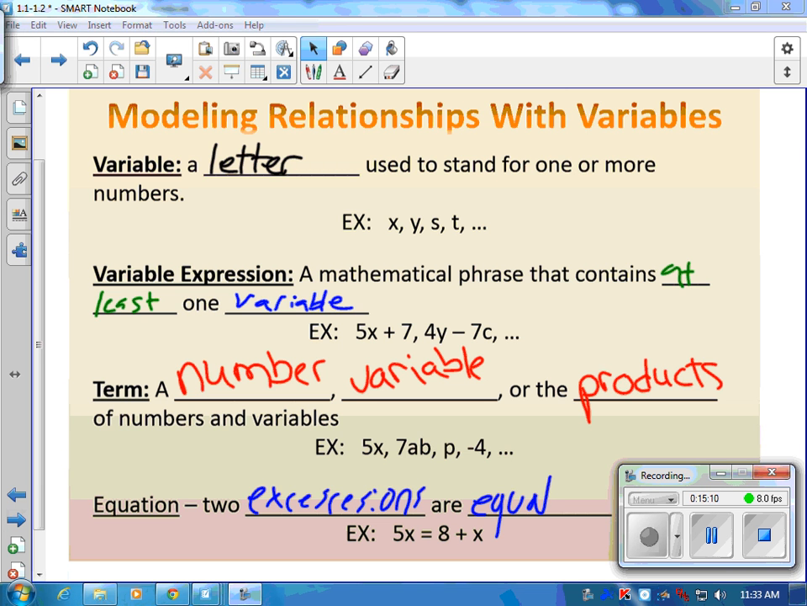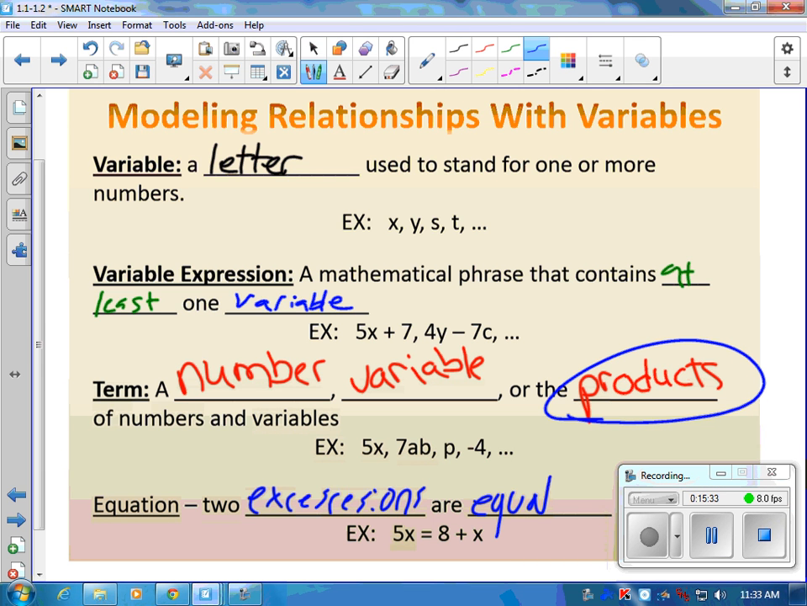All right, so here are our definitions. You should all know a variable is a letter. We use it to stand for a number. A variable expression must have at least one variable. A term is a number or variable or a product of numbers and variables. That is important. We have to have either just a number or a variable or products. As soon as we put addition, subtraction, or division, that means we're breaking it into more than one term. Multiplication is the only thing that is okay to see in a term. No other operations. And then an equation means that two expressions are equal.